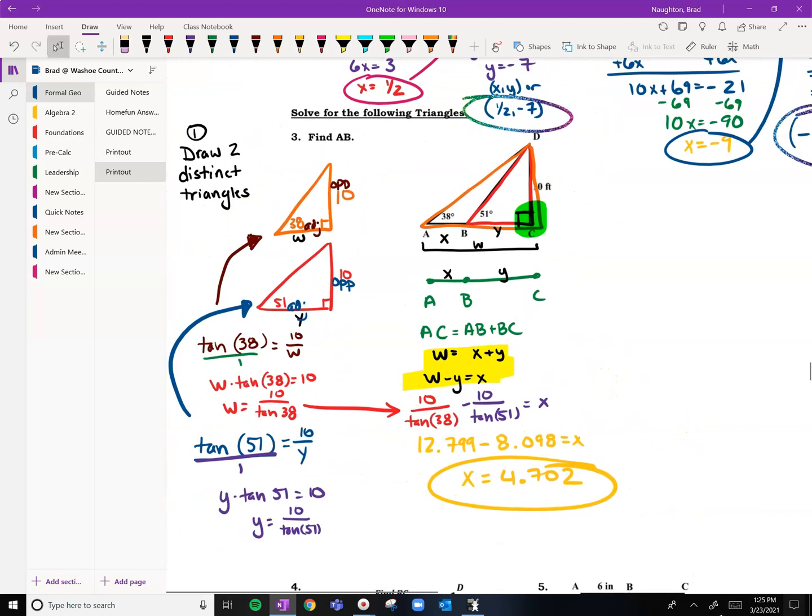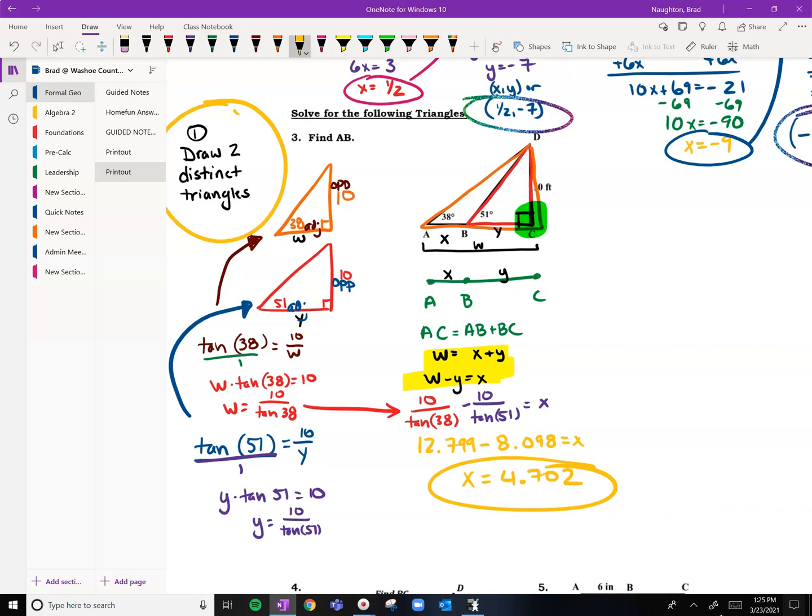But it really comes back to this first part. Draw two distinct triangles. Really help yourself out. And then go ahead and solve and see what you need to do. Notice we had the one triangle here in orange, which was the big triangle, and then we have this other triangle here in blue. It was both of the triangles that had the 90 degrees, okay?